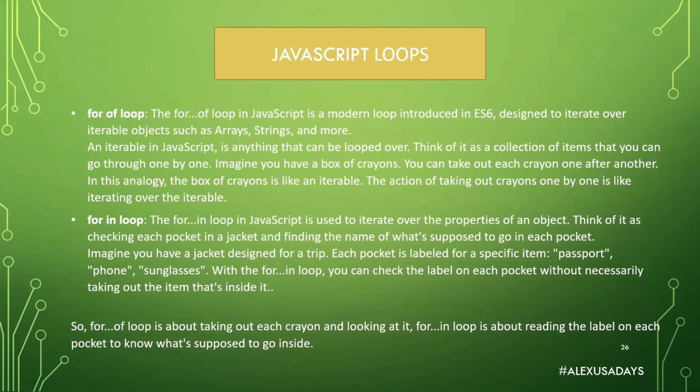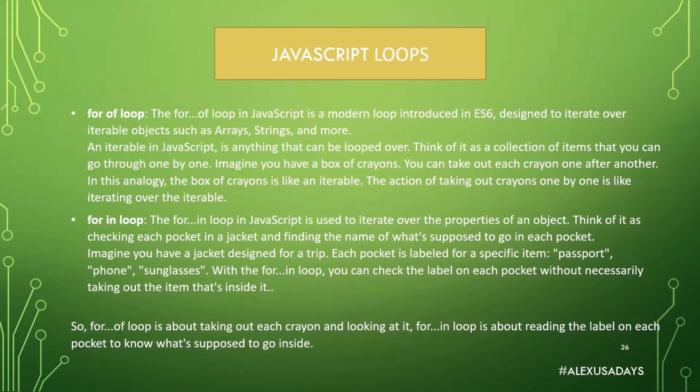And the last two, one is for of loop. The for of loop in JavaScript is a modern loop introduced in ES6, designed to iterate over iterable objects such as array, strings, and more. An iterable object in JavaScript is anything that can be looped over. Think of it as a collection of items that you can go through one by one. Imagine you have a box of crayons. You can take out each crayon one after another. In this analogy, the box of crayons is like an iterable. The action of taking out crayons one by one is like iterating over the iterable.